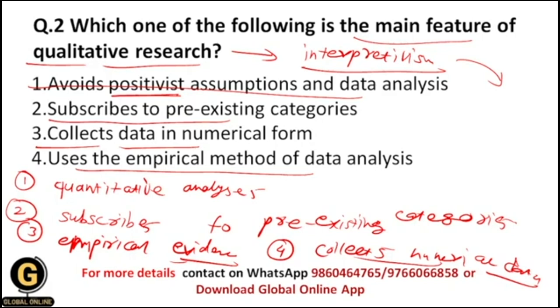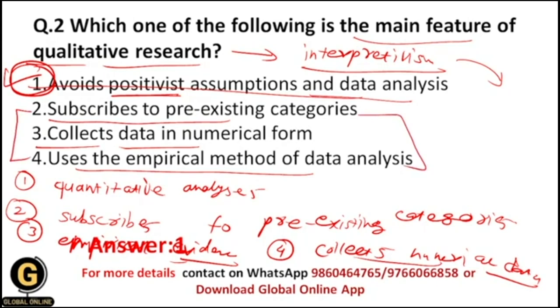And that's why the main feature of qualitative research should be that it should avoid positivist assumptions and data analysis, and it should be based upon interpretivism. And that's why the correct answer over here is 1, because avoiding positivist assumptions and data analysis is one of the main features of qualitative research. If you observe the below 3 options, you will understand that all of these 3 options come under the characteristics of positivist assumptions only. And that's why the correct answer over here is 1.